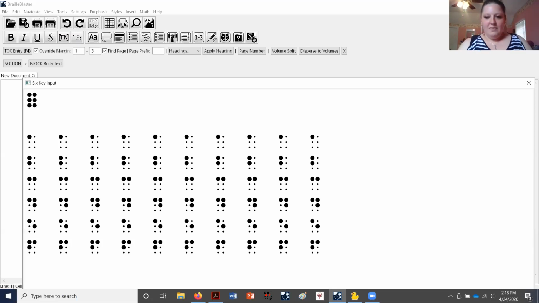And if you're on a Braille writer, that's going to be your first pointer finger on your left hand, your middle finger on your left hand, and it's also going to be your right pointer finger on your right hand.